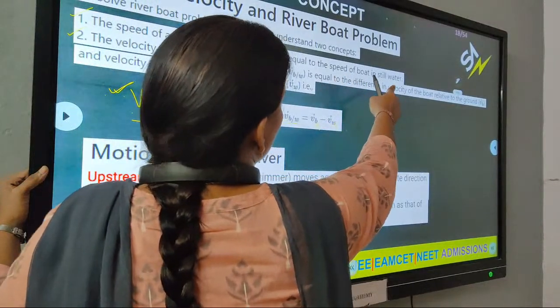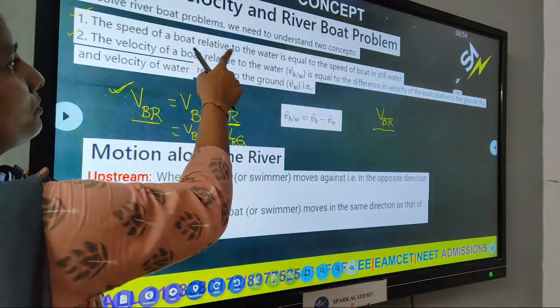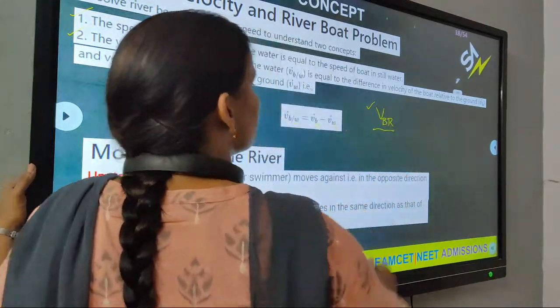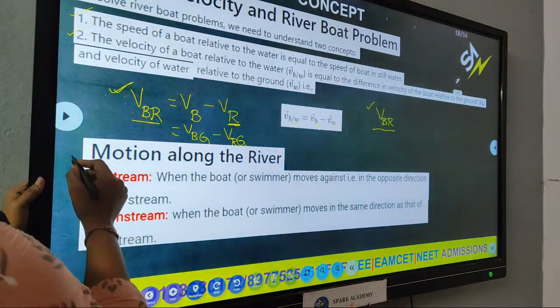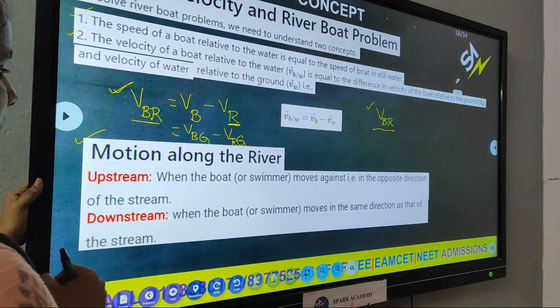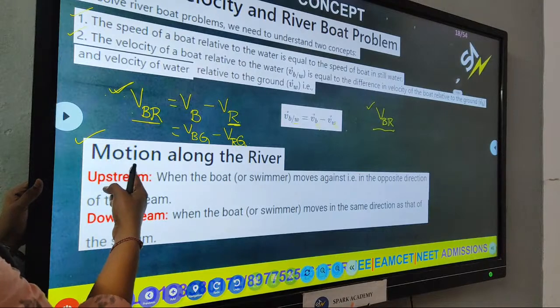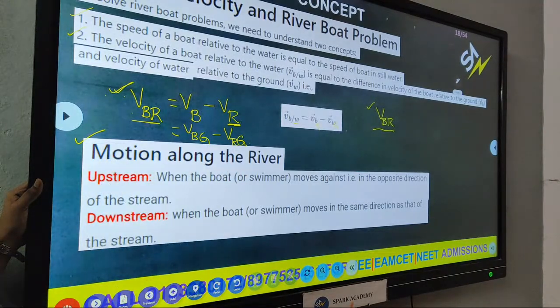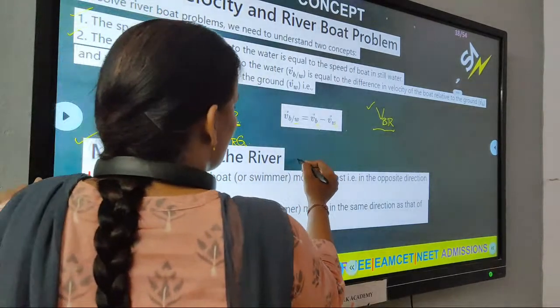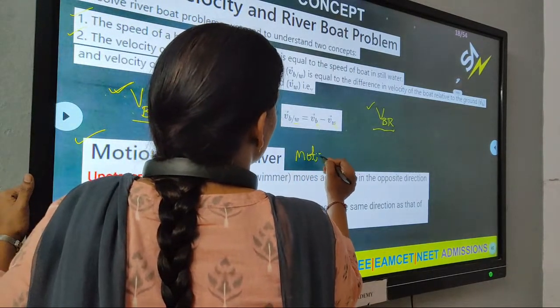Speed of the boat in still water or speed of the boat relative to water means it is the relative velocity with respect to the river. That is the meaning. And let us see the first case in the riverboat concept. If the boat is moving along the river, this is a relative motion in one dimension.